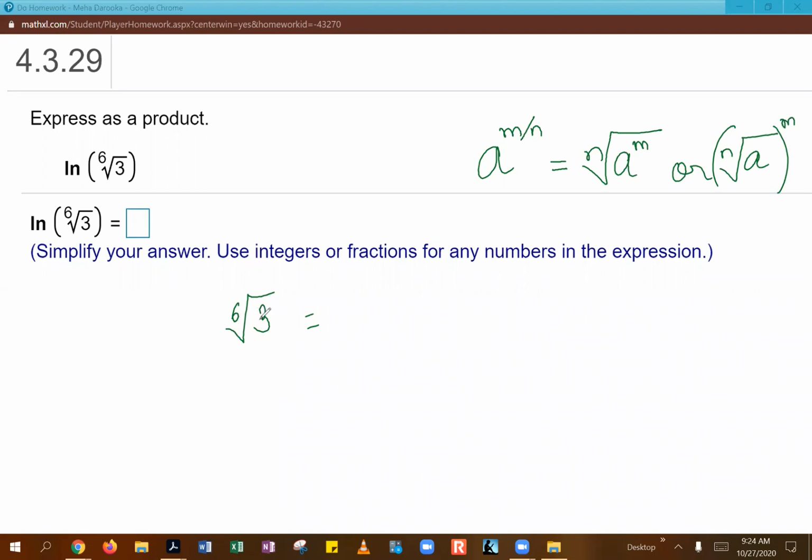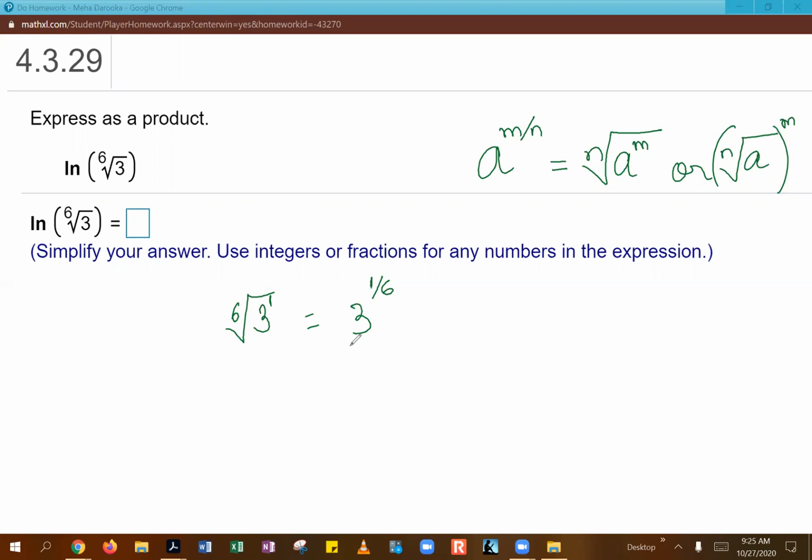So when we're looking at this as the 6th root of 3, that means in the exponential notation, the 6 is going to become your denominator. And obviously, whenever there is no exponent, we know you can write 1 as your exponent. So this guy will become 3 to the power of 1/6.